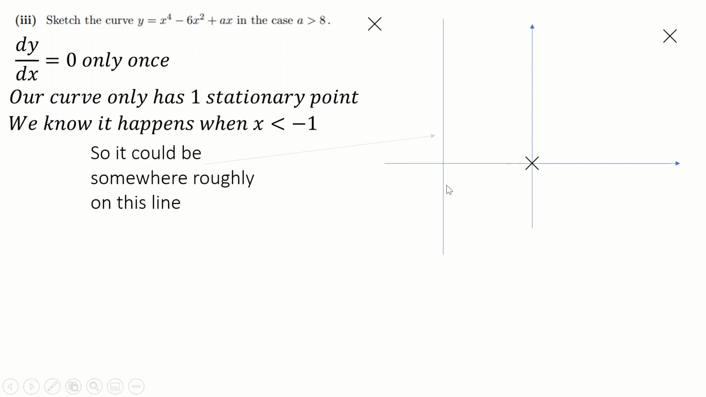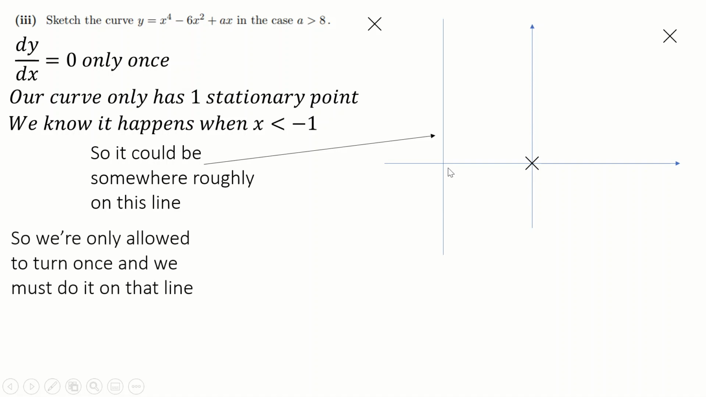So what I need is to draw a curve that goes through this point and these two areas over here. And it's only allowed to turn once, and it has to do it somewhere on this line, roughly. Right? And you can mull this over, but I think the only thing that you're going to be able to come up with is something that looks a bit like this. It curves down here, and then it never turns again.